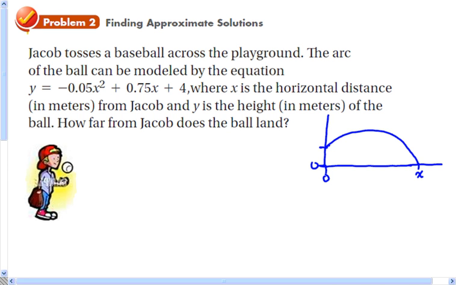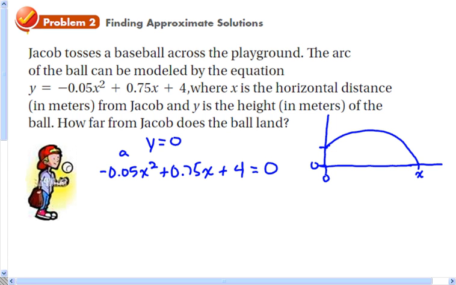So the output is 0 when it lands, which means that y equal to 0 means the ball has landed, or it means the ball has just been thrown, or before it was thrown. But anyway, we're going to just substitute 0 for y, and we get this equation. Negative 0.05x squared plus 0.75x plus 4 is equal to 0. And that's in standard form, so we're going to use the quadratic formula.